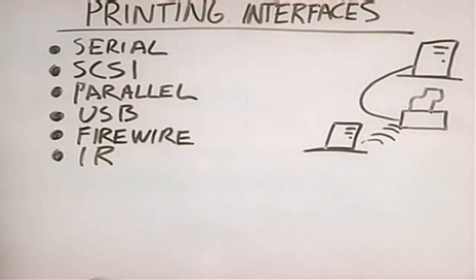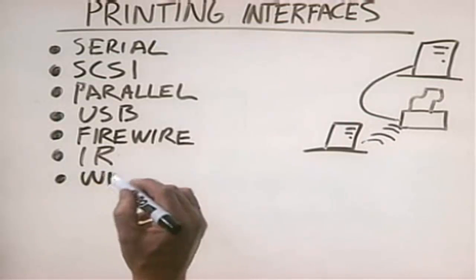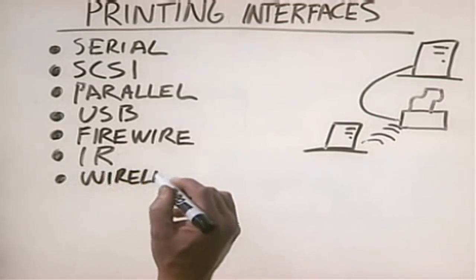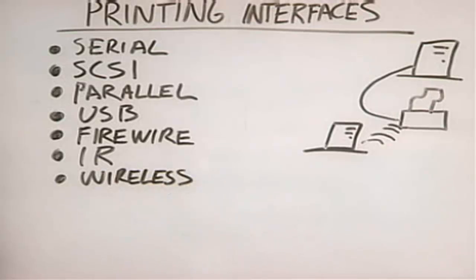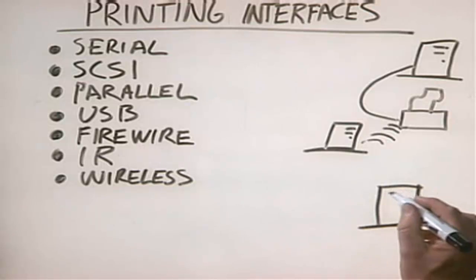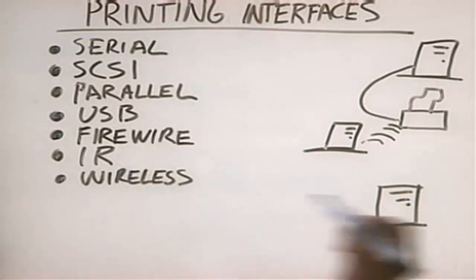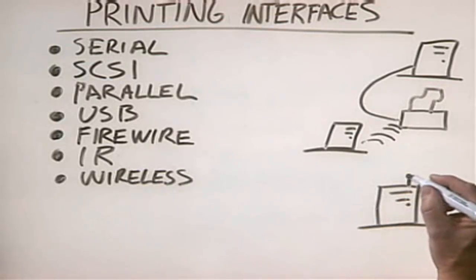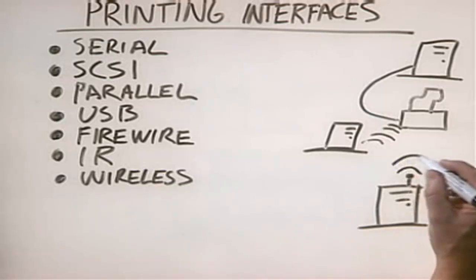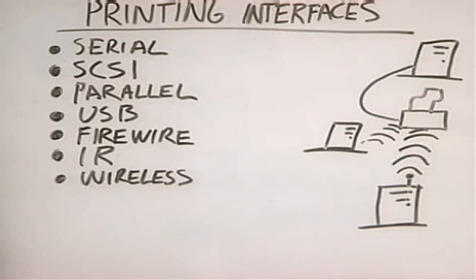In addition to IR, we can also use a wireless connection to send print jobs from a workstation to our printer. It works on a lot of the same principles as infrared, only infrared uses infrared light to transfer the print job. A wireless connection uses a radio signal to send the print job up here to the printer. Now, at first glance, you might be thinking, well, it looks like it has a lot of the same limitations as IR. And actually, it doesn't.